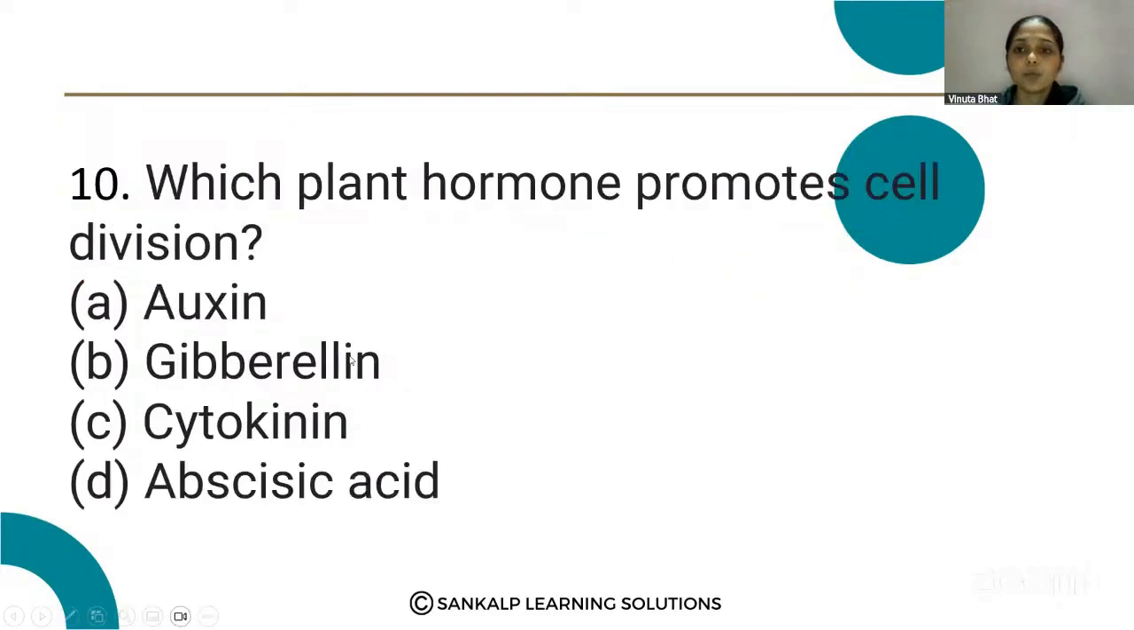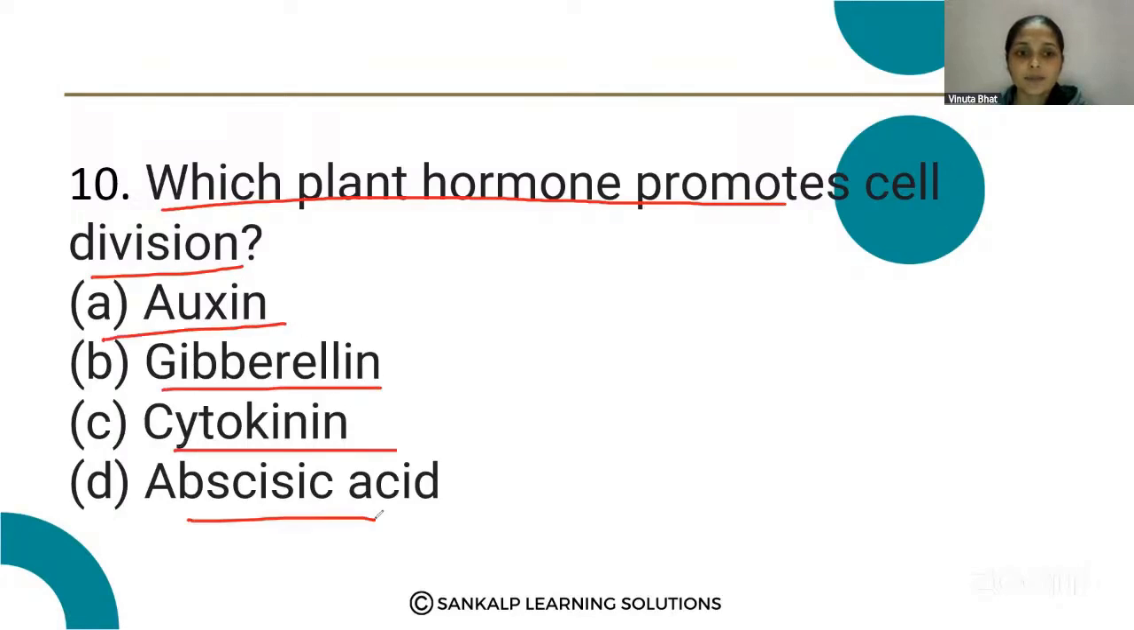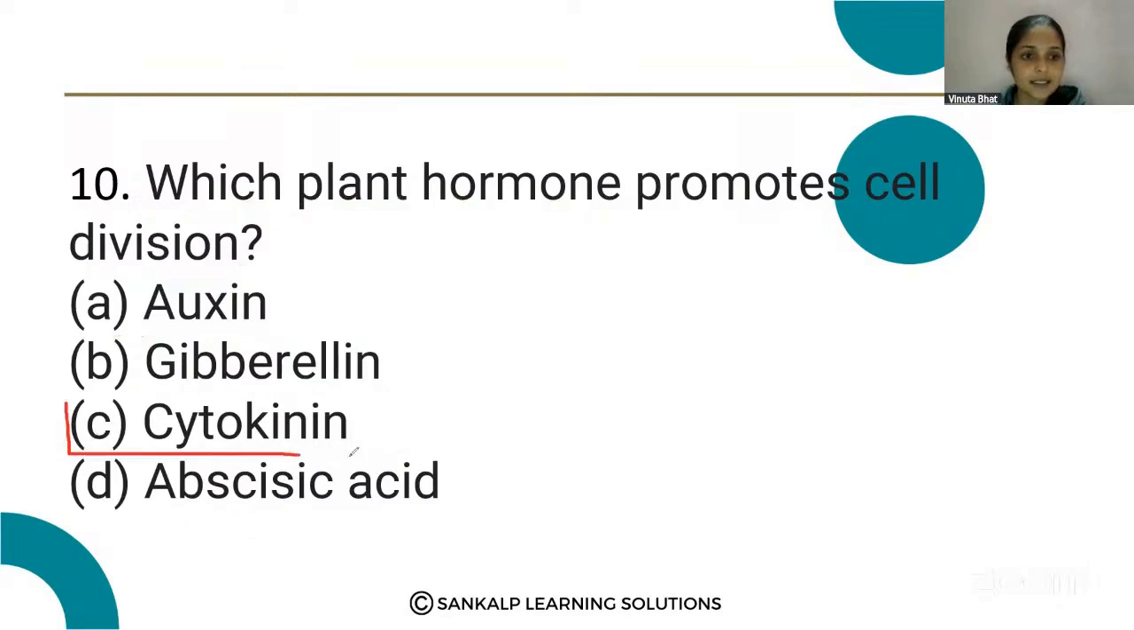Which plant hormone promotes the cell division? Option A auxin, option B gibberellin, option C cytokinin, and option D abscisic acid. Here, which plant hormone promotes the cell division? So, cell division is promoted by the cytokinin. Option C is the correct answer.